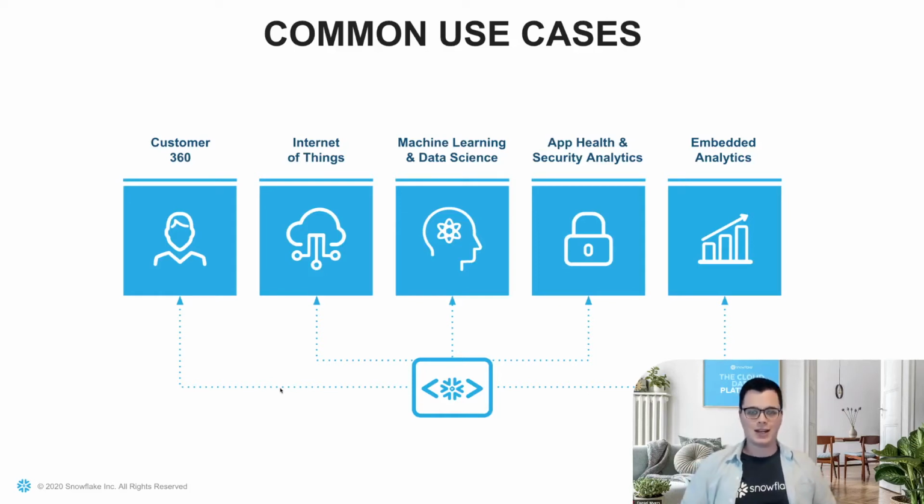Machine learning and data science, right? App health and security analytics. App health is an interesting one. So that's everything from the security that's going on behind the network of your application to different streaming events of clicks, for example, on a website or your mobile app, to embedded analytics, which is the idea of embedding a dashboard of some kind directly into your application that's run by Snowflake.